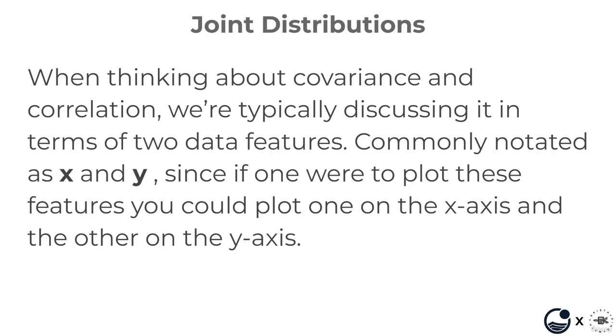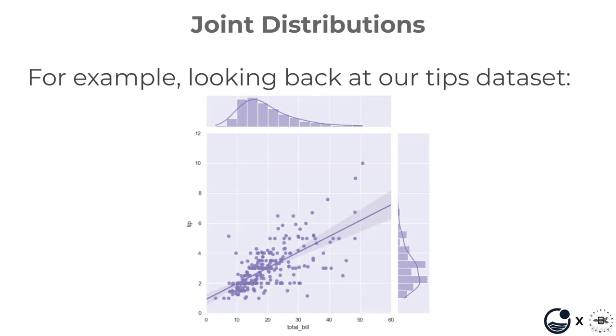Since if one were to plot these features, you could plot one on the x-axis and the other on the y-axis. So for example, if we look back at our tips dataset, here we can see total bill is a feature and we're plotting it along the x-axis. And tip is also a feature that we can plot along the y-axis. So as we continue to actually show you the formulas for covariance and correlation, we can think of total bill as x and tip as y.